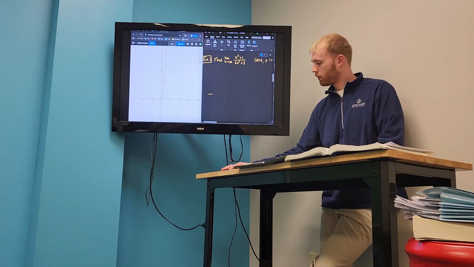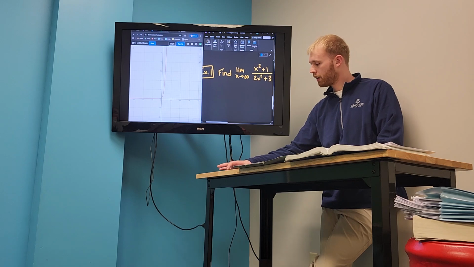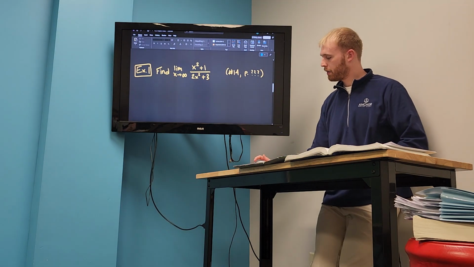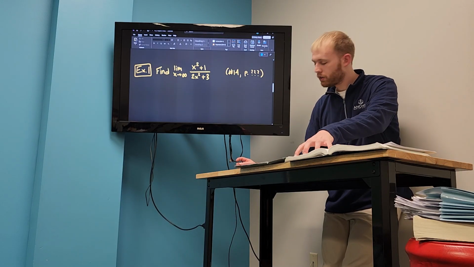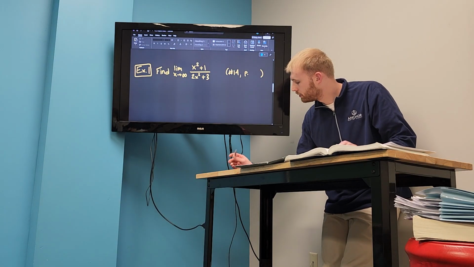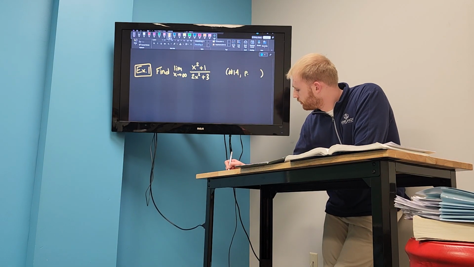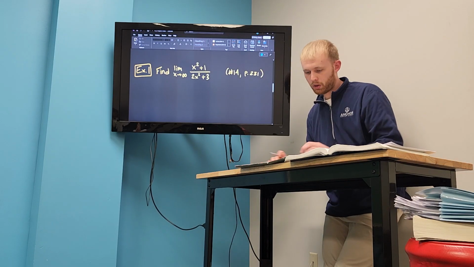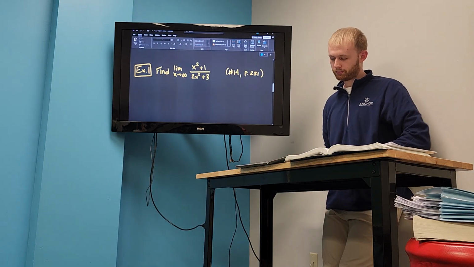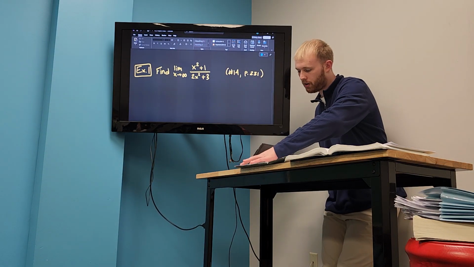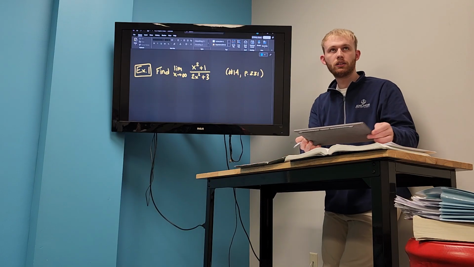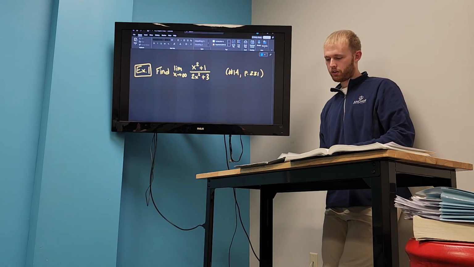Okay, so let's talk about, yeah. Let's find this limit. It was on page 231. We gotta keep pacing here now. We'll be fine. Just as long as by then I start that.